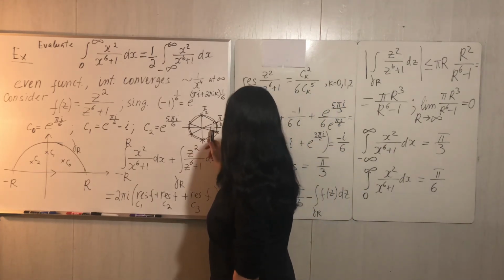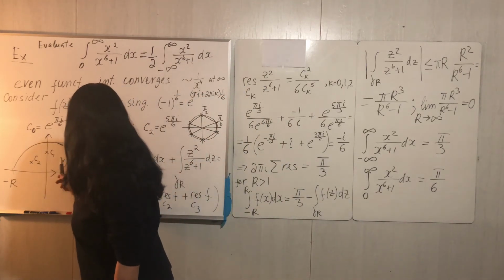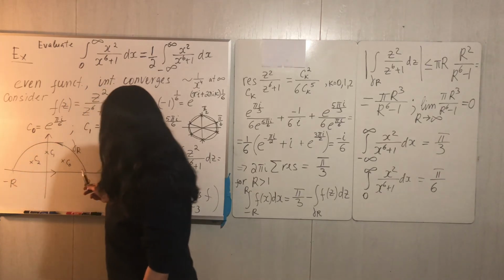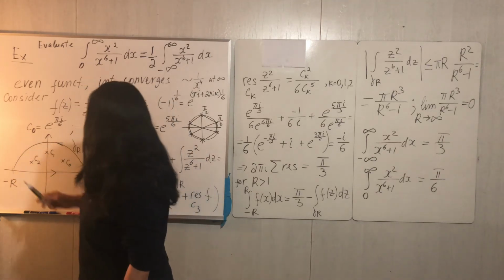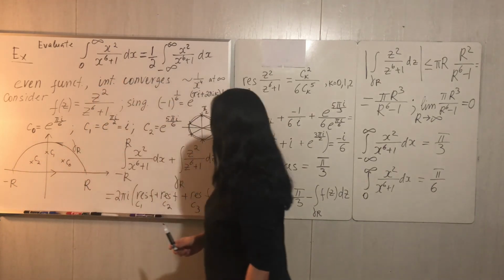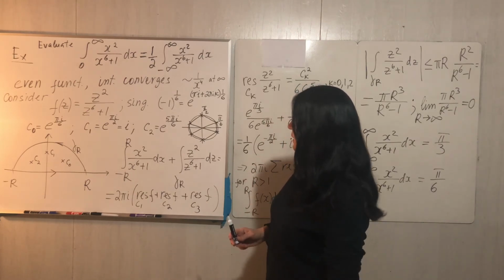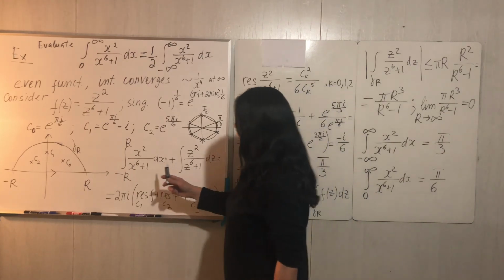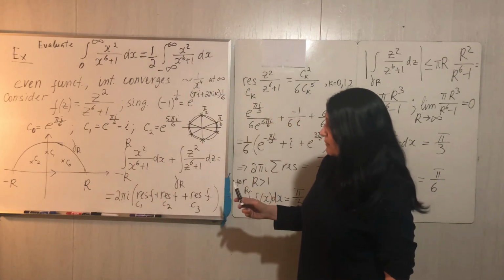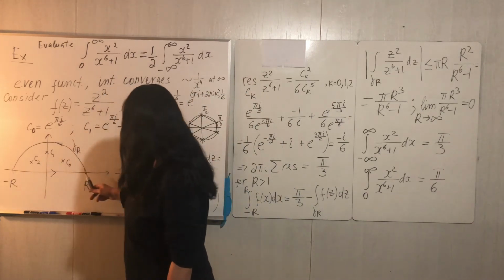Since we are interested only in the upper half, we will mark them here, and we will be computing the integral from -r to r, and we will choose this arc, positive arc, to compute the integral. Then we will just write the residue theorem in a similar fashion, so integral from -r to r.